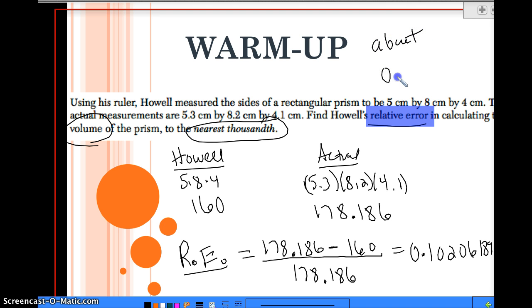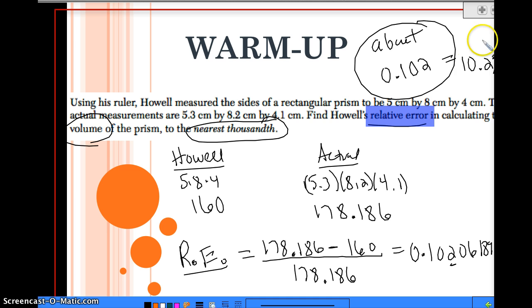about 0.102, since thousandths is the third place value. And that would be equivalent to, in case they asked for a percent, you would move the decimal over two places, it would be about 10.2%, which is a pretty significant relative error, which means really, to be putting it precisely, Howell didn't measure very well. Okay?